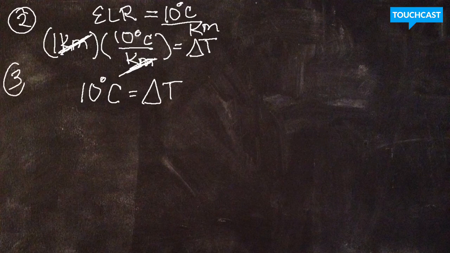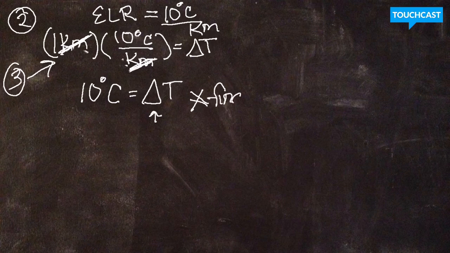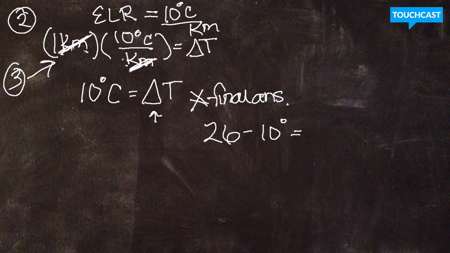Step 3 is to solve. And you have to show all this neat and groovy stuff as you're going along. This is where a lot of people make a mistake. It's the change in temperature, not your final answer. We started at 26. The temperature changed by 10 degrees. And that gives us 16 degrees Celsius.